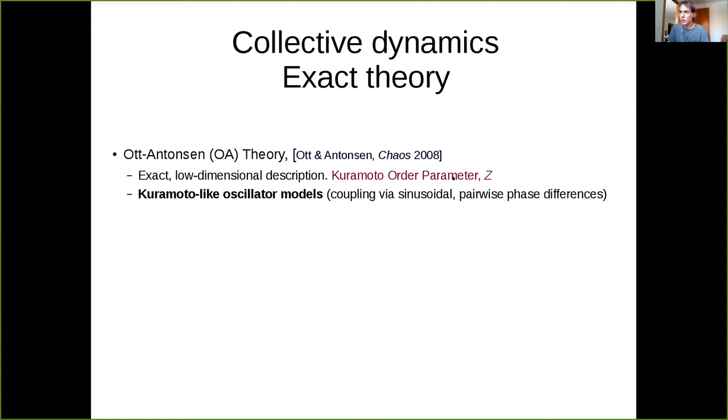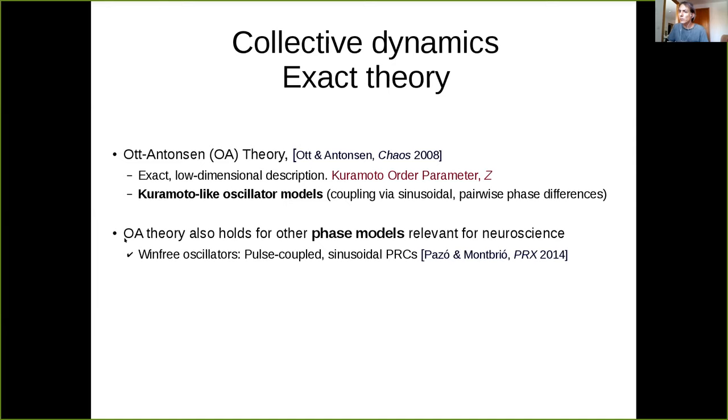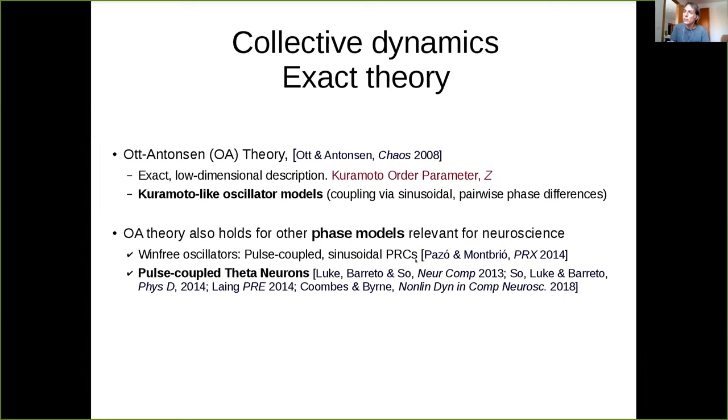Later, after the original paper of Ott and Antonsen, it has been shown that the Ott-Antonsen theory also holds for other phase models that are relevant for neuroscience. For instance, it holds for so-called Winfree oscillators, which are pulse coupled. They are not coupled now with sinusoidal pairwise phase differences, but with pulses. This is highly relevant when one wants to model chemical transmission, and the model also has PRCs. But what is more relevant for us now is that this theory also holds for networks of pulse coupled theta neurons. This was shown by Luke, Barreto, and So in 2013, and this model has been investigated, extended and refined by Carlo Laing, by Stephen Coombes, and by many others.